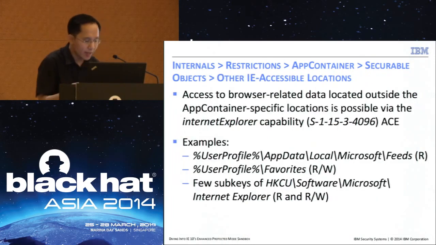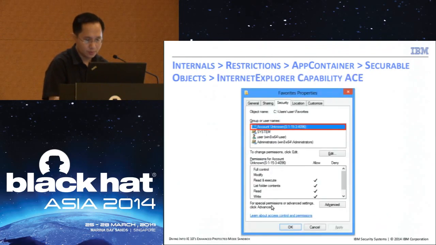Also, browser-related data located outside the app container specific locations can also be accessed by the sandboxed IE because they have an Internet Explorer capability ACE. Examples of this are the feeds folder, the favorites folder, and a few subkeys of the user-specific Internet Explorer registry key. So in this illustration, you can see that the favorites folder has a read-write ACE for the Internet Explorer capability.